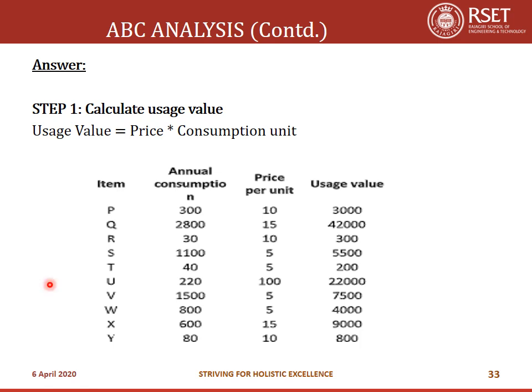So this is a table that I've made. Items are listed from P to Y. This is the annual consumption. This is the price per unit. So the total usage value would be 300 into 10, 3000; 2800 into 15, 42,000; 30 into 10, 300; and so on and so forth. We have calculated the usage value of all the items.